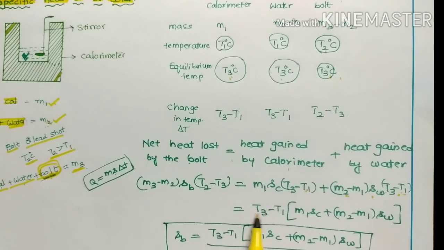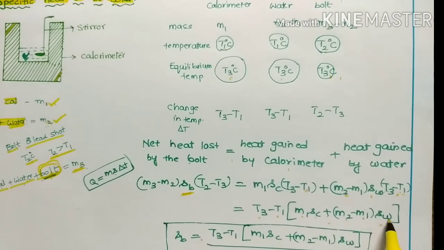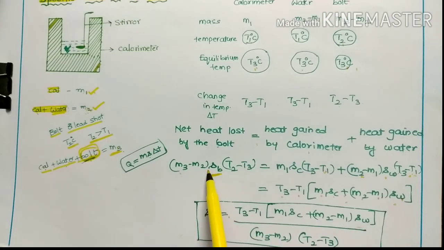Then we get T3 minus T1 into M1 SC plus M2 minus M1 into SW. What we are finding is the specific heat of the bolt. So the specific heat of the bolt is equal to T3 minus T1 into M1 SC plus M2 minus M1 into SW, divided by M3 minus M2 into T2 minus T3. Thus we can find the specific heat of a solid.